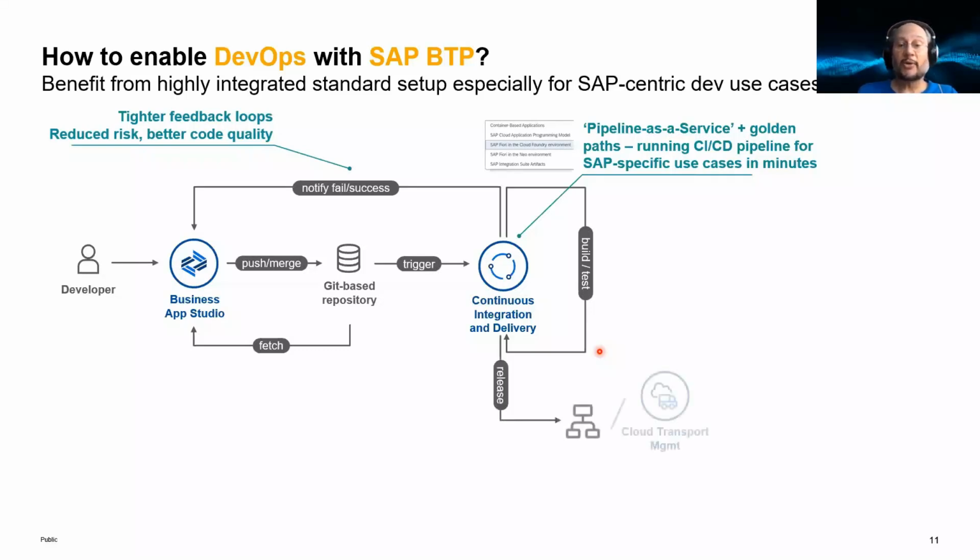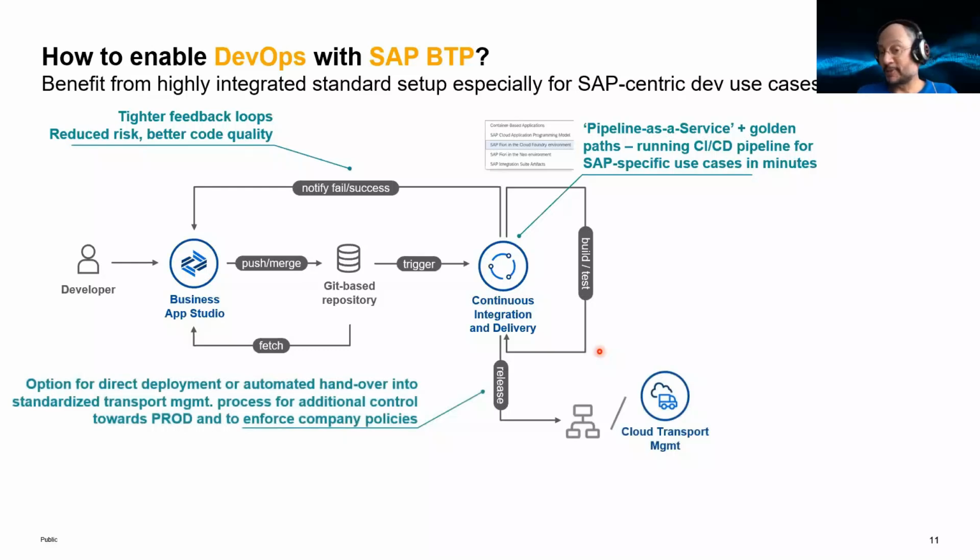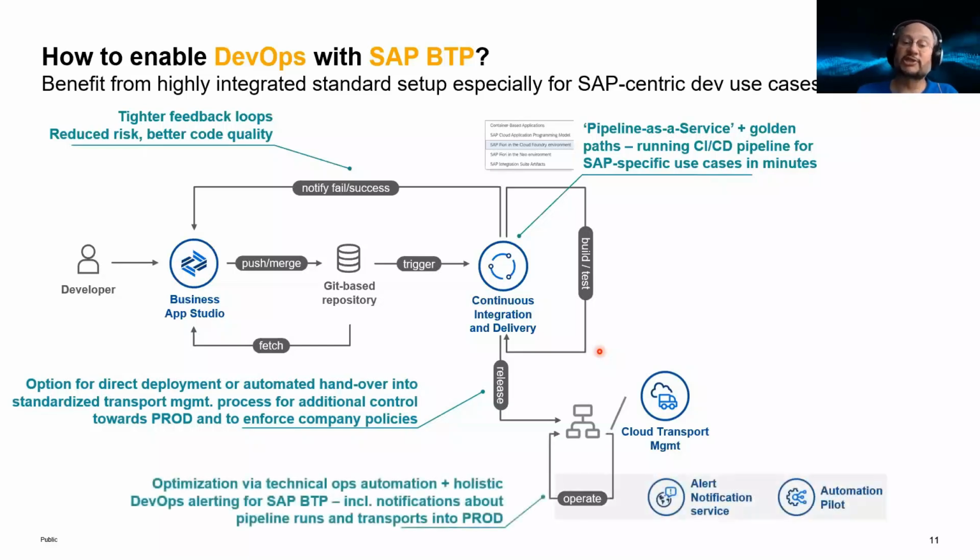Okay, and then one step inside this pipeline you can choose to use is the release step. And this release step is optional and contains a handover of your build artifacts to Cloud Transport Management. And that's what we will use now in our demo later on, that after the pipeline has run and your tests have run, you then hand over the content to Transport Management, where they can then be further deployed to further sub-accounts downstream.